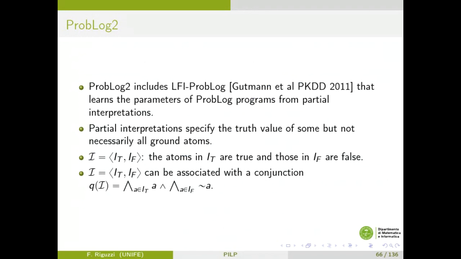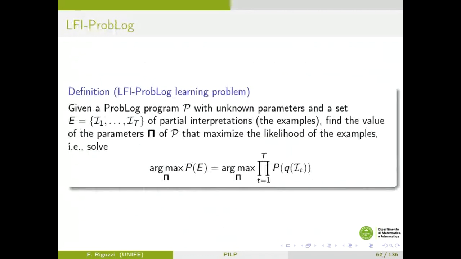ProbLog 2, the latest version of ProbLog, includes a version of learning from interpretations, LFI-ProbLog, that learns from partial interpretations, which are couples that indicate both the true and the false atoms in the example. So you can associate each partial interpretation with a query, which is the conjunction of the true atoms in the partial interpretation and the negation of the false atoms in the partial interpretation.